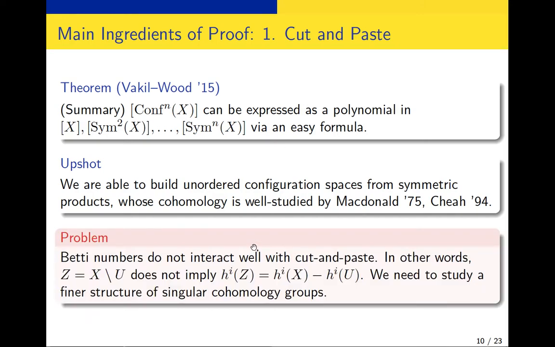But there is a problem. We care about Betti numbers, but they don't interact well with cut and paste. In other words, if you have a cut and paste like this, where U is open in X and Z is the closed complement, we don't necessarily have that the Betti numbers add up. So we need some finer structure in order to harvest this combinatorial knowledge.